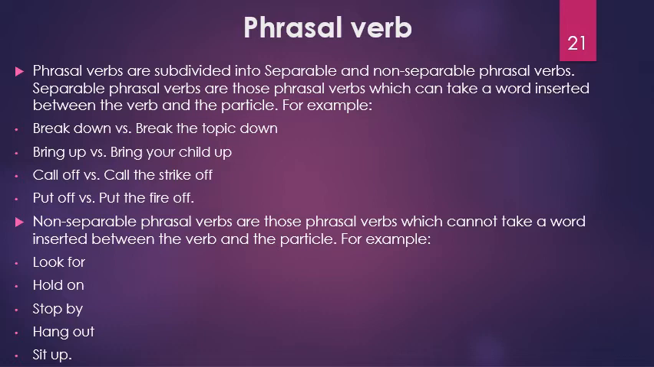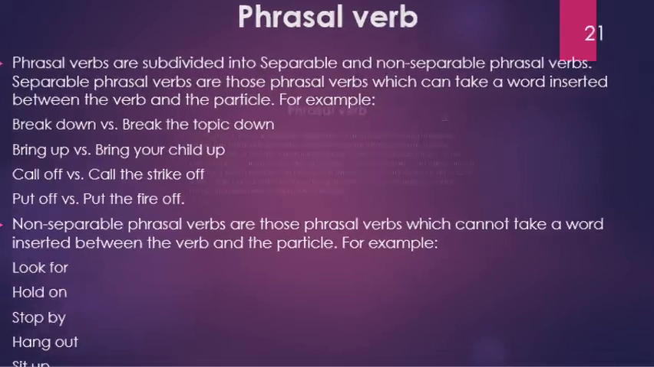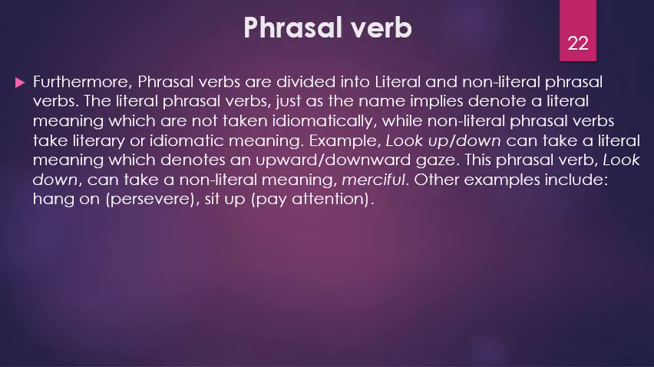Therefore, we can see these kinds of examples are what we call separable phrasal verbs. We also have what we call non-separable phrasal verbs. They are the phrasal verbs that what? Cannot take a word inserted, or cannot allow a word to be inserted between the verb and the particle. If that is done, the expression is going to be meaningless. For example, look for, hold on, stop by, hang out, sit up, all these are examples of what? Inseparable phrasal verbs.